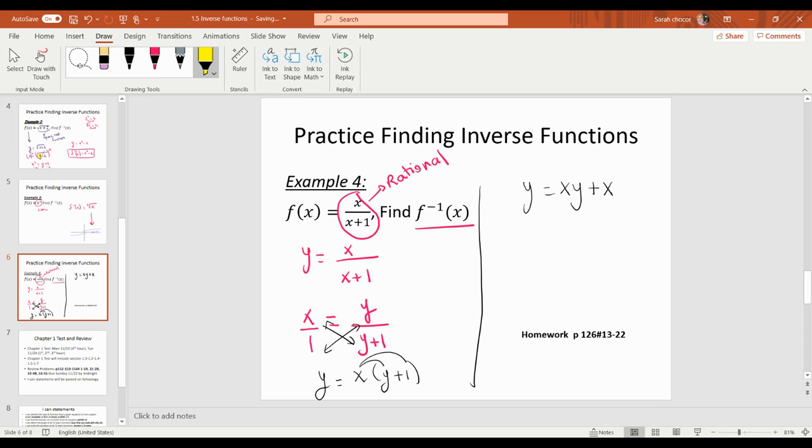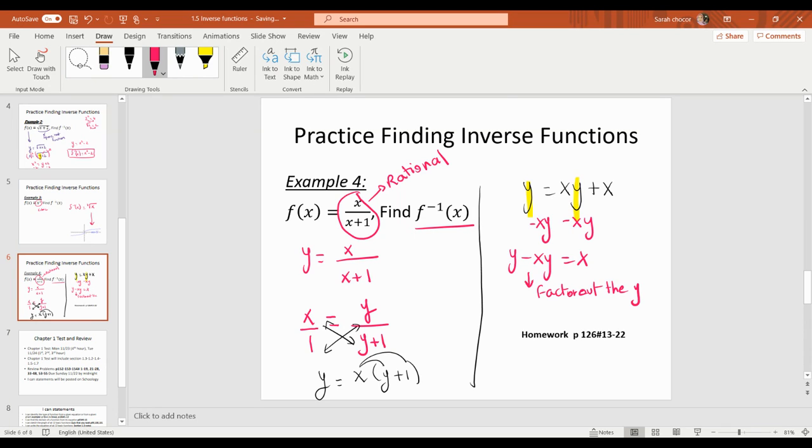Remember, I want to solve for y. So I want all y terms to be on one side. So I'm going to subtract xy. So y minus xy equals x. And also keep in mind, you want to solve for y. So this is a very important step. You're going to factor out the y.